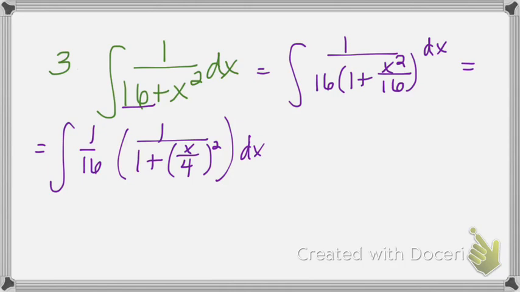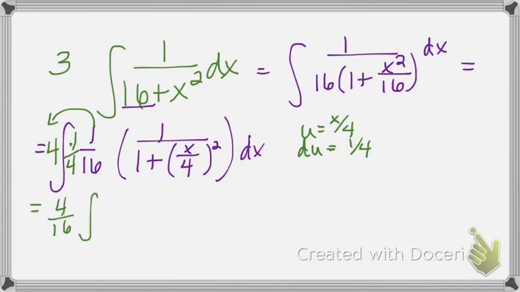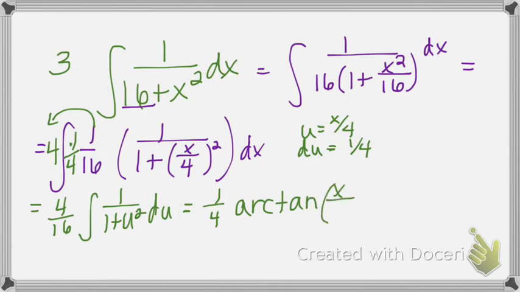But I sort of need to do that u substitution. If you can do it without doing the u substitution, if you can sort of see it, that is perfectly fine. We'll have to put in a 1/4 and take out a 4. And then 1 over 16 will go outside with the 4. So I have 4 over 16 integral, 1 over 1 plus u squared, which is 1/4. And I know that that's arctan of u, or arctan of x over 4.